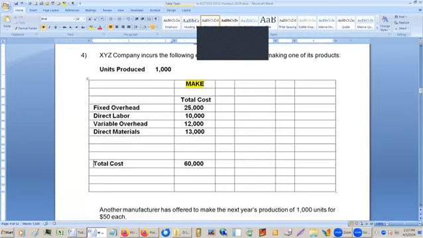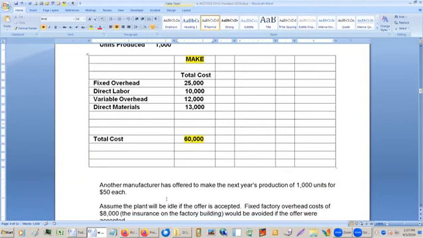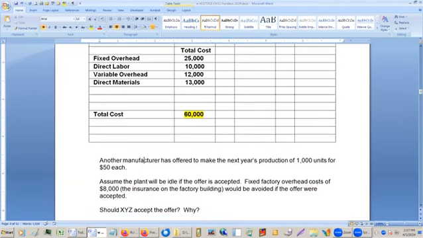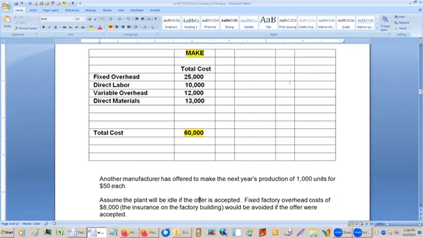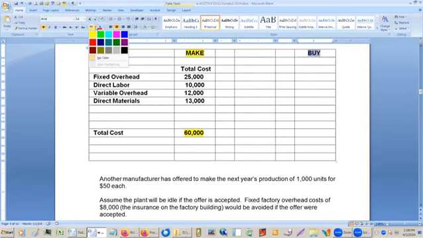Okay, so here's our total cost to make it, 60. Now, another manufacturer has offered to make next year's production of 1,000 units for $50 each. Assume the plant will be idle if the offer is accepted. The factory overhead costs of $8,000 of the factory building would be avoided if the offer were accepted. Okay, so here's what happens if we buy this from somebody else, or someone else will be the ones manufacturing it, and we're going to be buying it from them.